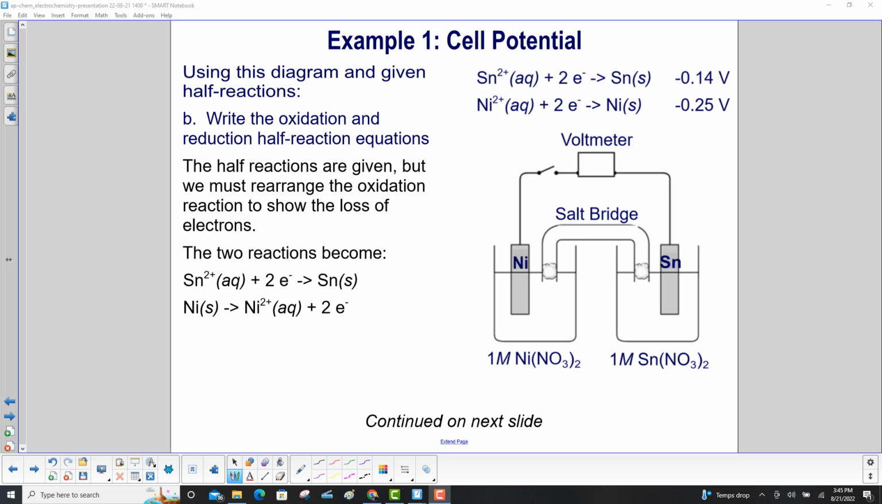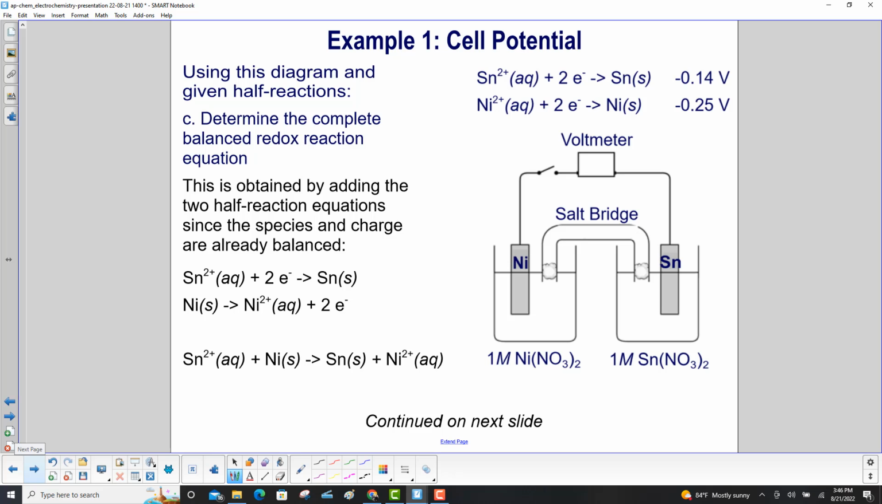Write the oxidation and reduction half reaction equations. Well, the half reactions are given, but those are both reduction. So we must rearrange the oxidation reaction to show the loss of electrons. So here's going to be our oxidation reaction, where you're losing the electrons and you're going from a solid nickel to nickel 2+ aqueous. And this is the reduction reaction, and we just keep that as is.